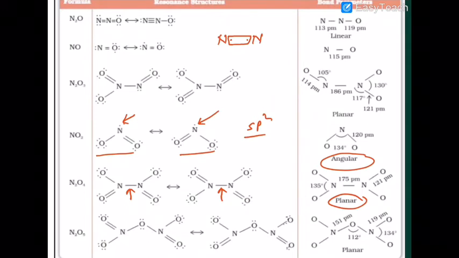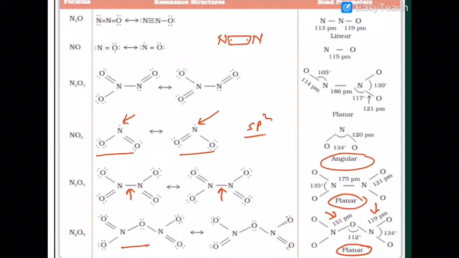Similarly, in case of N2O5, you have to go through the structure. The geometry is planar also. You have to memorize two things: the value of the NON bond angle and the value of the ONO bond angle, because in N2O5 both NON and ONO angles exist. The terminal and the bridge bonds are different. Both are nitrogen oxygen bonds, but here the bond length is 151 and here the bond length is 119 picometer.